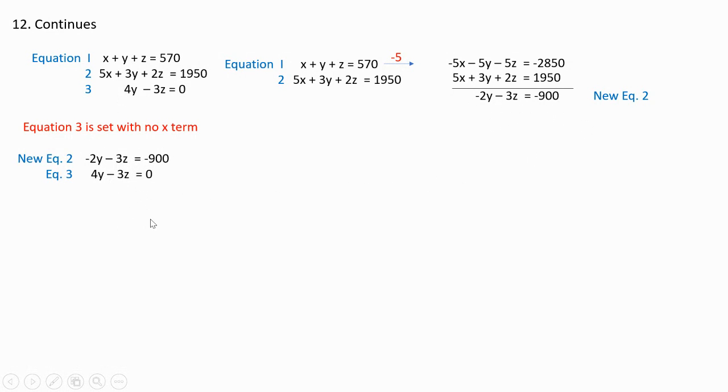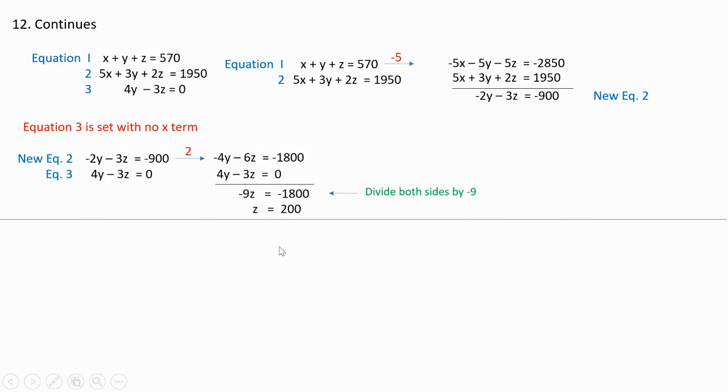Now let's get rid of the y's. So I'm going to multiply equation number 2 by 2. Why 2? Because 2 times -2 will give us -4, and if we add it to 4, they'll be eliminated. So after I multiply 2 times every term in equation 2, we get -4y minus 6z equals -1,800. We just bring equation number 3 over. So the result will be -9z equals -1,800. We divide both sides by -9. So we get z equals 200.